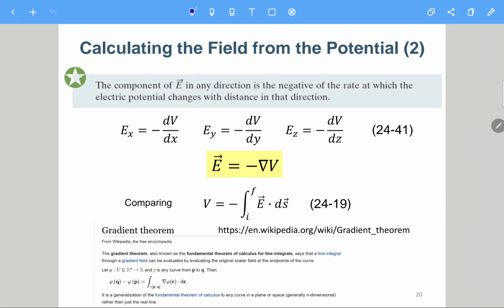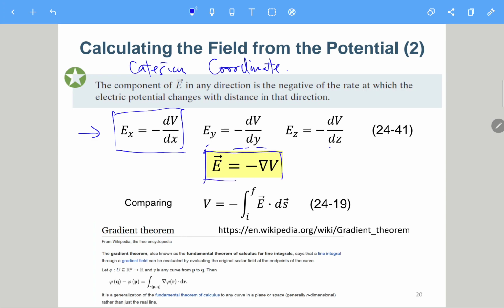So generally, in the Cartesian coordinate, we can write it as E_x equals minus dV/dx, and likewise for y and for z. We have three equations, and if we write it in vector form, it will look like this. The E vector, the E field, is minus the gradient of V.